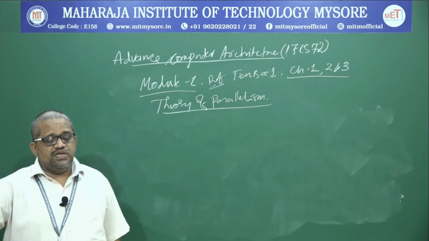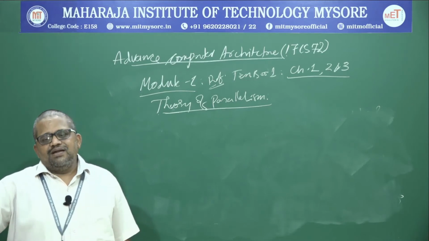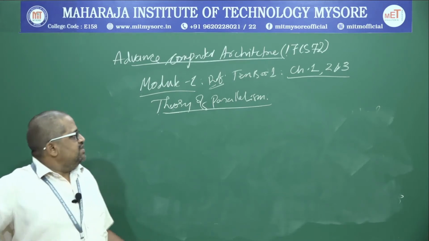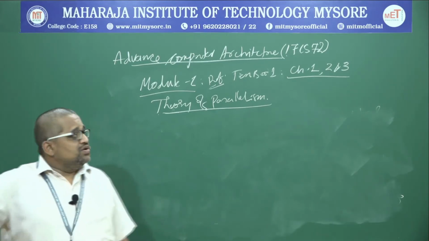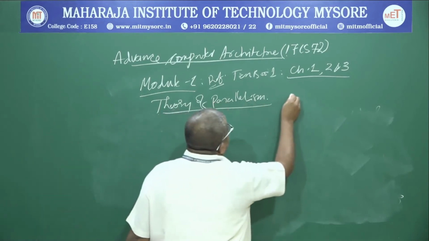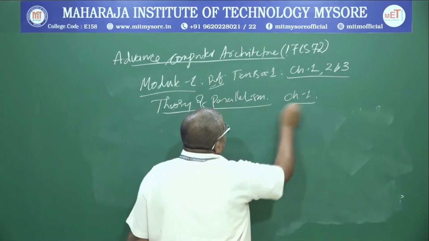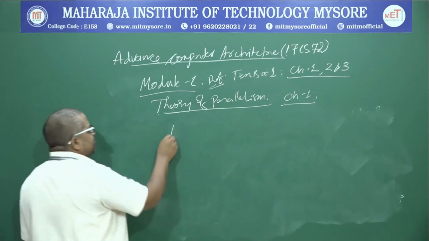Now, if that needs to be reduced, somewhere you need to do the job in parallel or concurrently. That is where this concept of theory of parallelism came into the picture, right. As I said, theory of parallelism is from chapter 1. So, in this chapter 1, you are going to look into the state of computing.